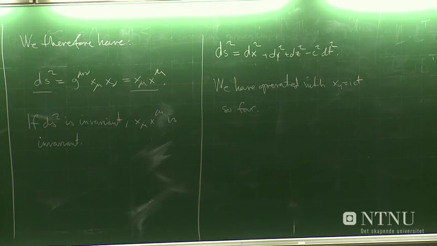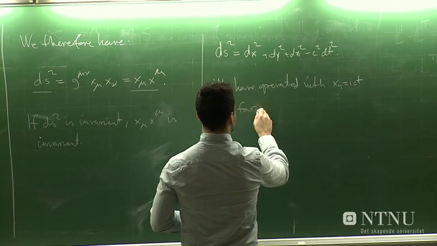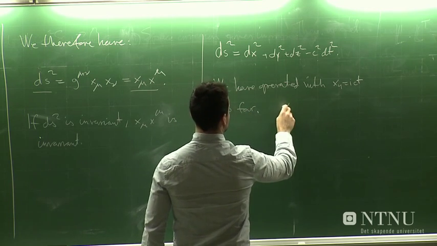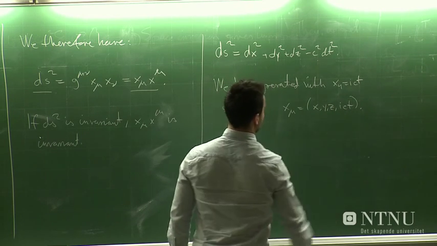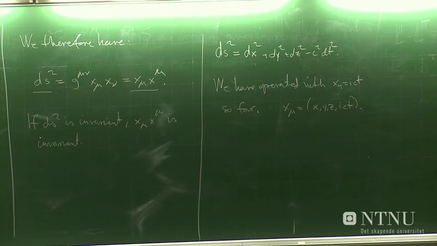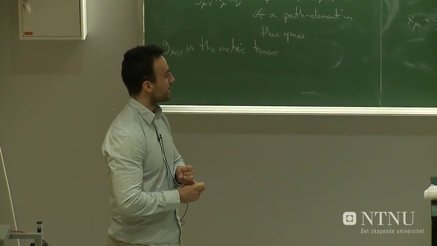So we have operated with the fourth coordinate being ICT so far. So we have the following 4-vector. And now I have a little task for you. With this choice of our 4-vector, what is the metric that we have used? In other words, find the matrix G. So take a minute to do that.